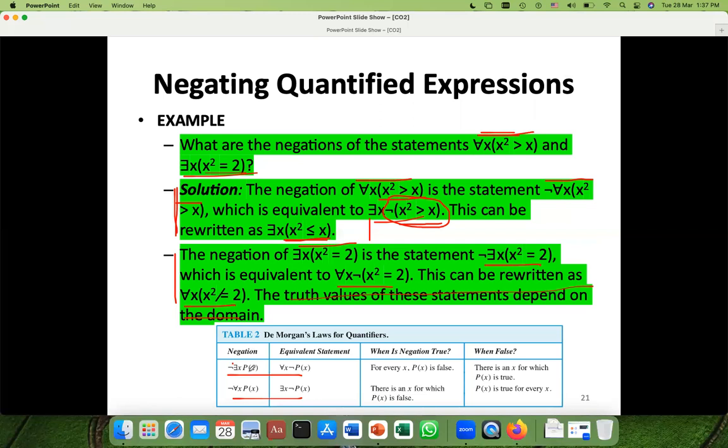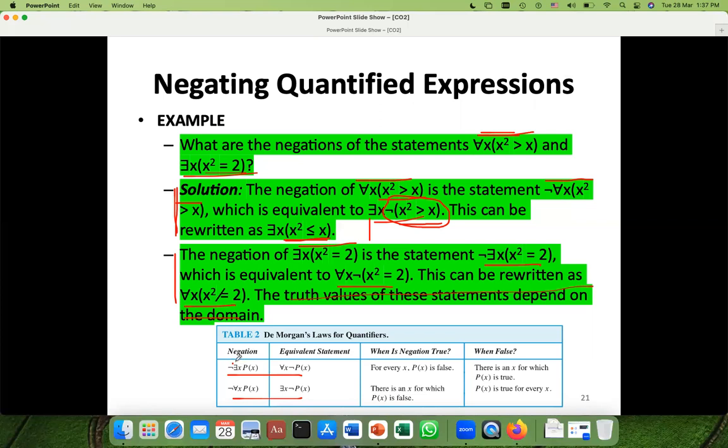And what is the negation? What is the opposite of this? There exists one for which p of x is true. What is the opposite? For all. Not that there is not one, but for all is the opposite, for which p of x, previously true, is now false. So that is the way you have to think.